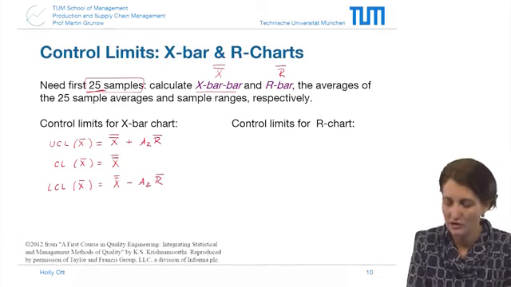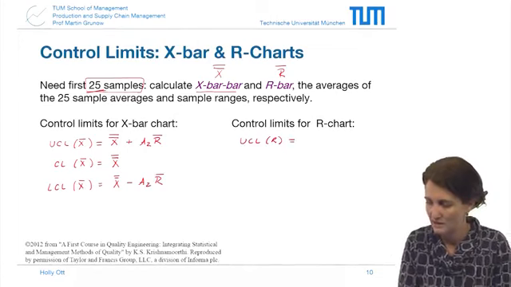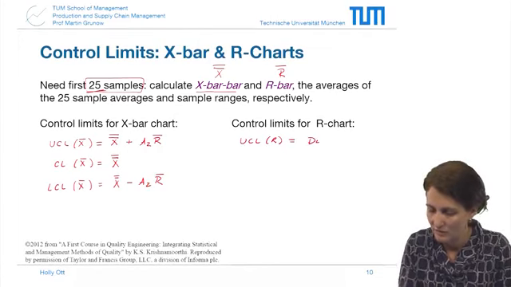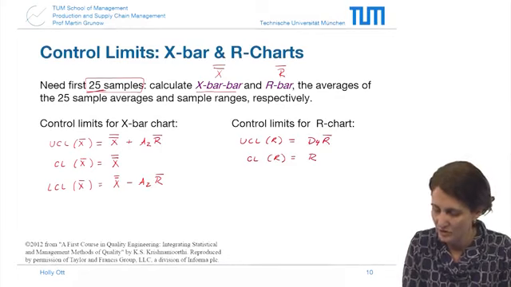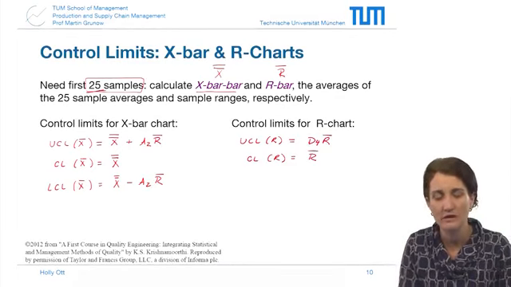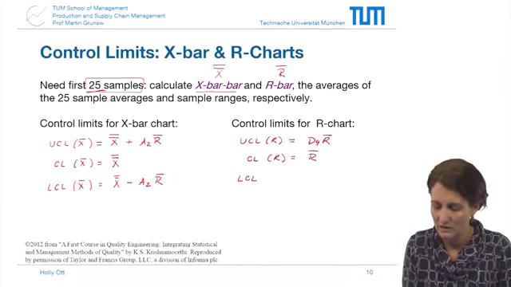For the range, the upper control limit for the range is going to be a constant D4 R bar. The center line for R is going to be just R bar. Again, the average of all the ranges for all 25 samples that you've taken. And the lower control limit of the range is equal to a constant D3 R bar.